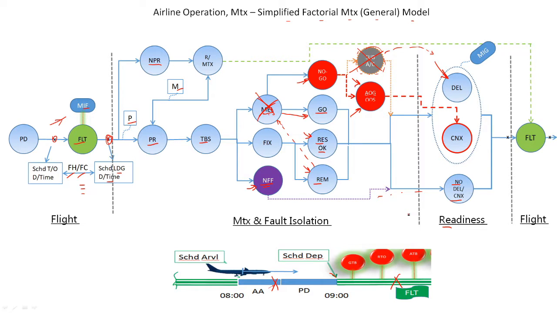Suppose we have a more complex problem. We need to remove and replace the engine. Depending on the aircraft type, engine type, it can take 7, 8, 9, 10 hours. This brings us to the aircraft AOG, technical out of service. This brings us to the cancellation. So we are going to cancel this flight.